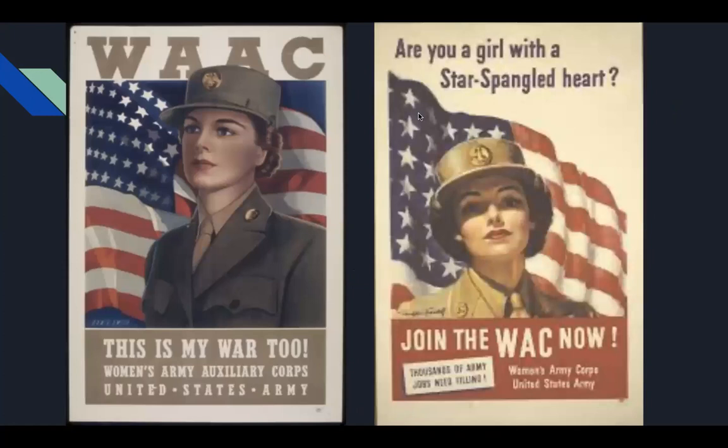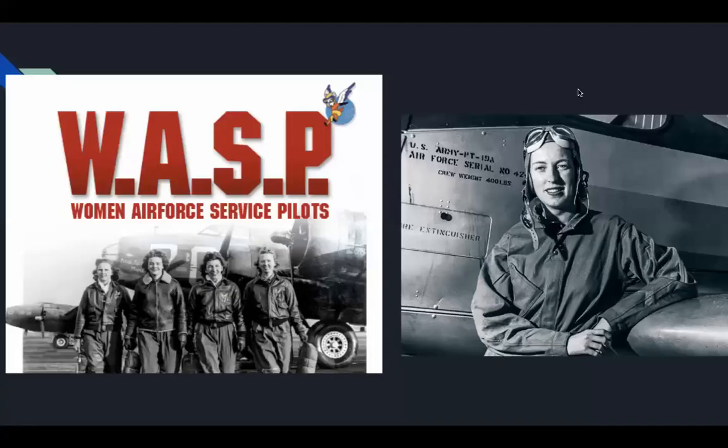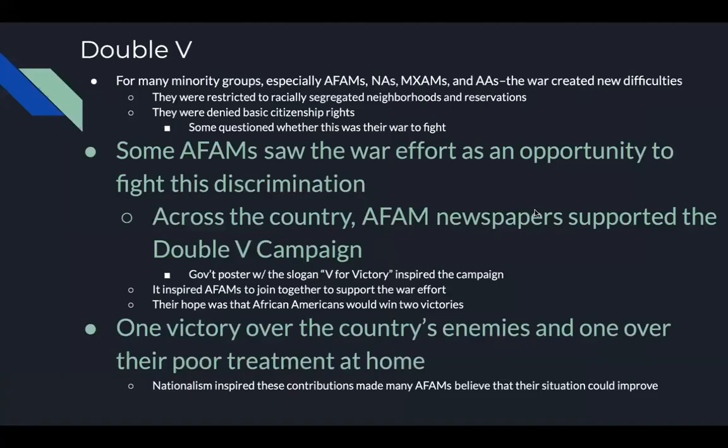Here you have some posters influencing women to join the armed forces. Here's the WASP, and that's Cornelia Fort. Double V.